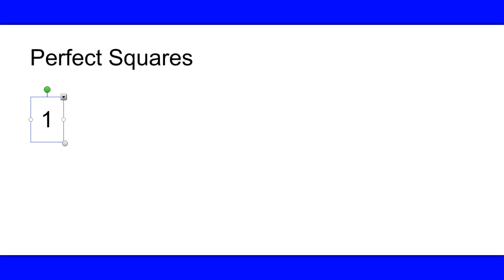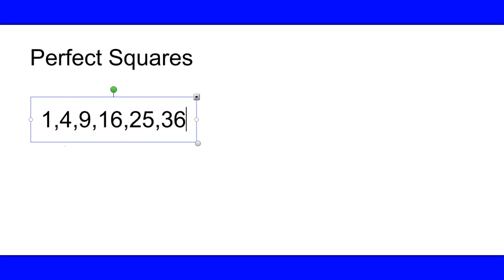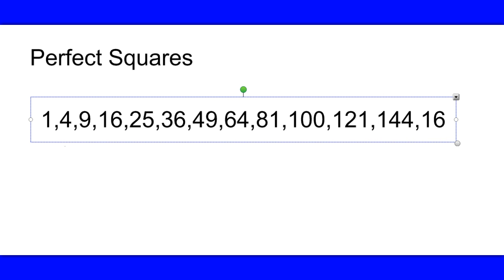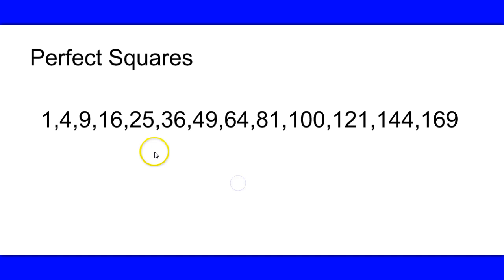The smallest perfect square is 1, and then there's 4, 9, 16, 25, 36, 49, 64, 81, 100, 121, 144, 169. You should at least know those. That's up to 13 squared. You can go on further, but those are the ones you're going to need to be able to recognize.